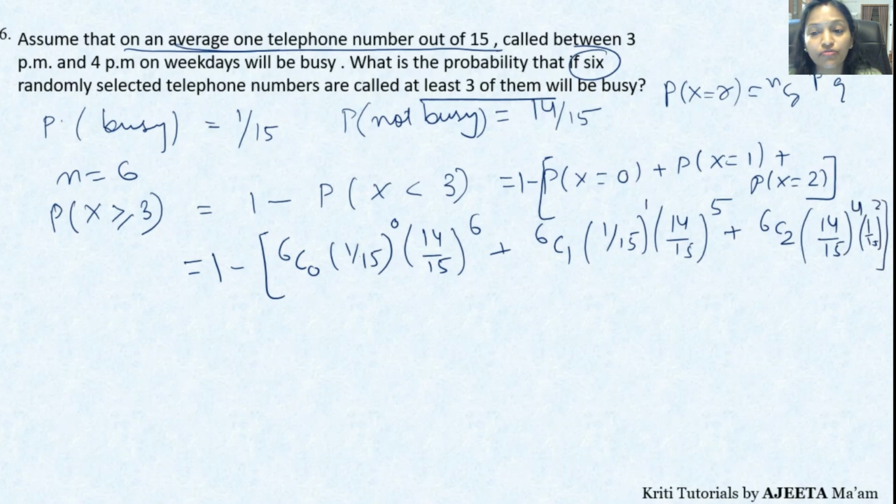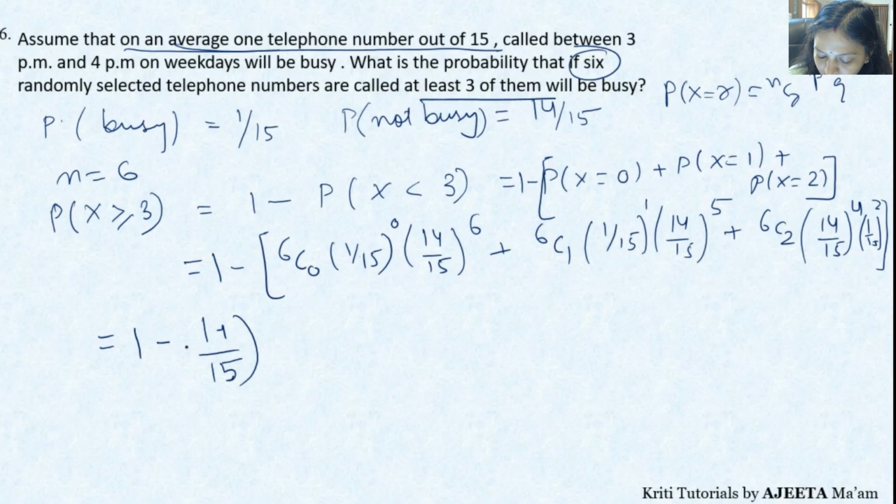ये हमारा एक सिंपल सा फॉर्म अब बन गया. Now 1 minus, are we going to calculate all these numbers? No, we will just simplify it and leave our answer. तो अब हम इसमें क्या कॉमन ले सकते हैं? देखिए, 14 by 15 raised to 4. Okay, so this is what we can take common.